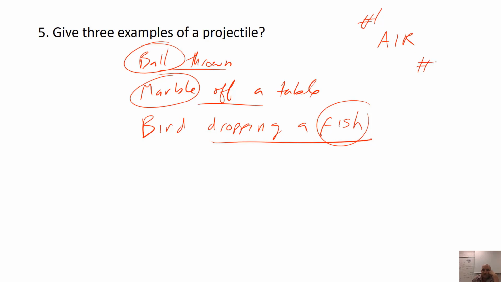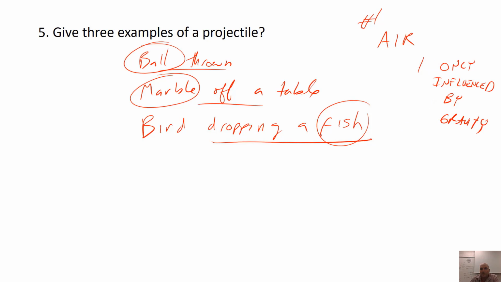They have to be in the air. Number 2, only influenced by gravity. Specifically the force of gravity, which leads to the acceleration due to gravity. So what I mean by that is it can't be a plane with a thruster, rocket with a thruster, or something propelling it through the air.